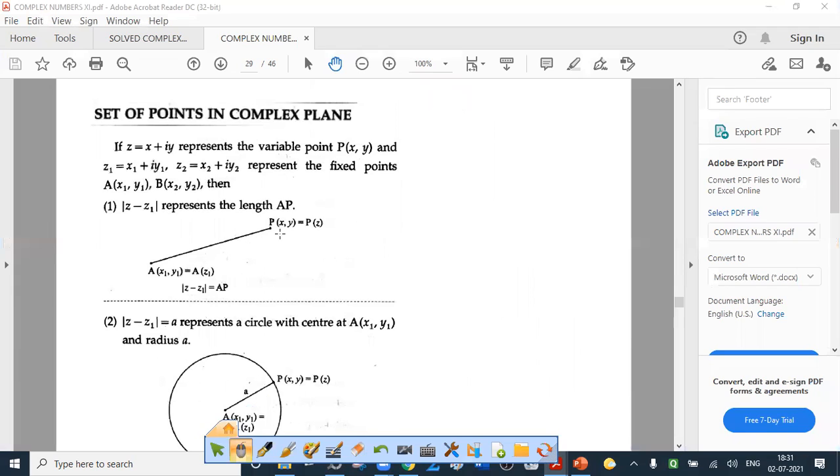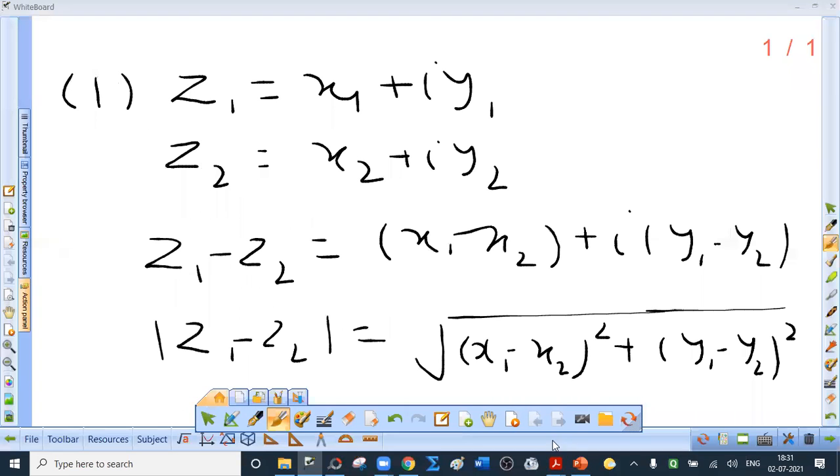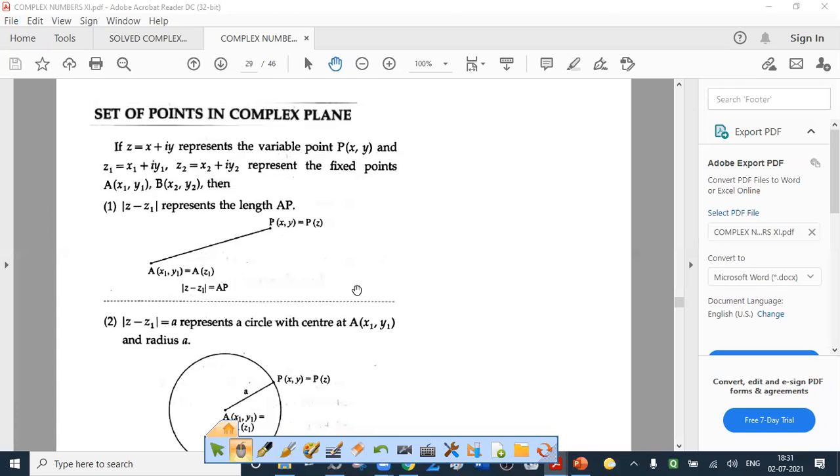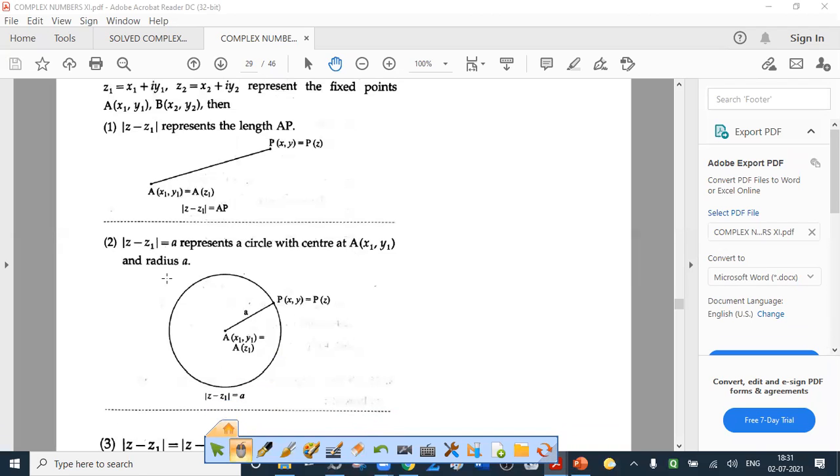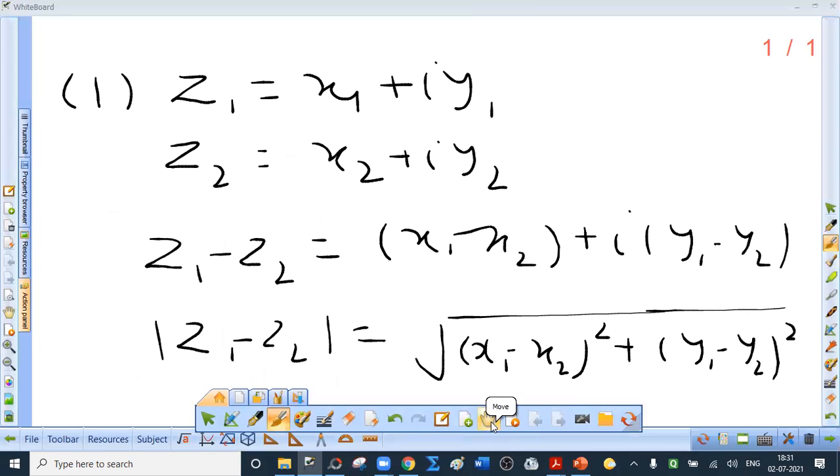Actually, they have taken A and P, that is this complex number x plus iy and x1 plus iy1, and that is why they are getting this root of (x minus x1) square plus (y minus y1) square. So this is nothing but the distance formula. Second, mod of z minus z1 equal to a represents a circle with center at (x1, y1) and radius equal to a. I will prove this.